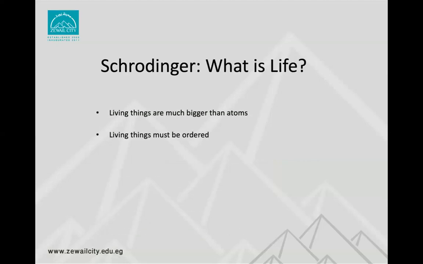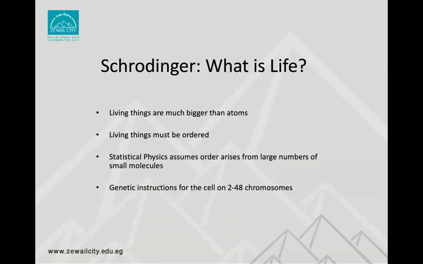So living things are ordered, but whatever molecule it is that's giving the genetic instructions to the cell, it's on somewhere between 2 and 48 chromosomes. So just a tiny number of molecules. And yet it's producing an ordered system. So this is a paradox from the point of view of a physicist, from Schrödinger's point of view, anyway.